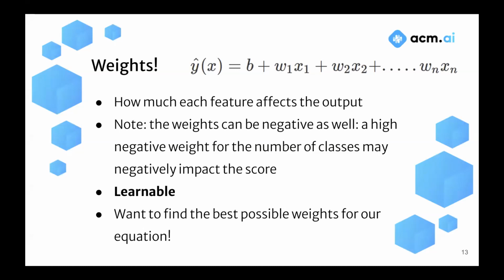Now, what we want to do is find the best possible weights for our equation, and these weights keep changing. How an ML model works is it works on data sets, and it continuously changes this hypothesis function as it's training using the data. The B is the bias. We'll get to it in a second, but it's essentially the intercept that we talked about.